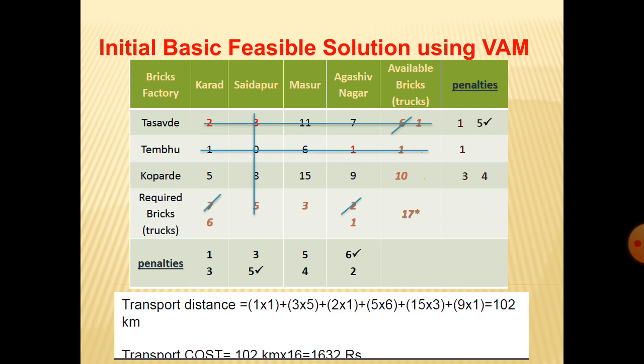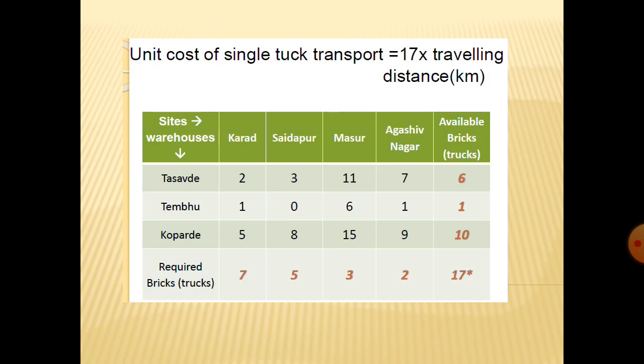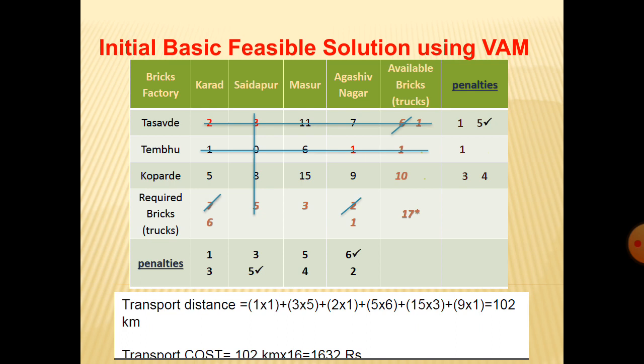Then the second row: find out the minimum value in the second column. What is the minimum value? First minimum value is 0 and second minimum value is 1. Subtract it, you will get 1. Then again you put 1 as a penalty. Same procedure you follow for the third, you will get penalty 3. Okay.